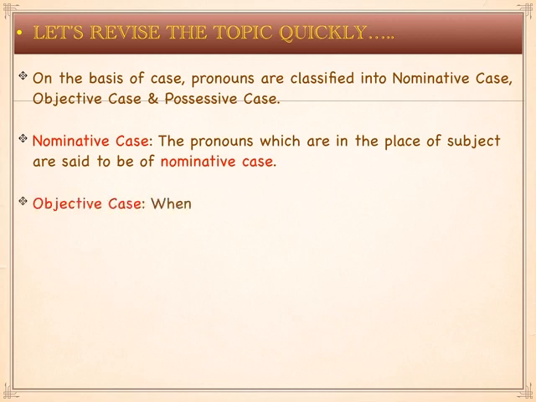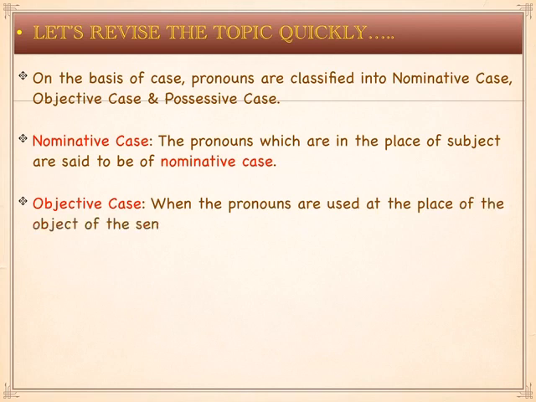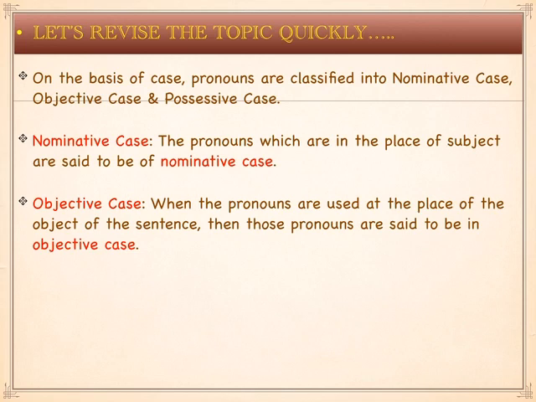Let's see objective case. When the pronouns are used at the place of the object of the sentence, then those pronouns are said to be in objective case. For example, me, us, them, and you. All these pronouns are in the place of object and so they are said to be in objective case.